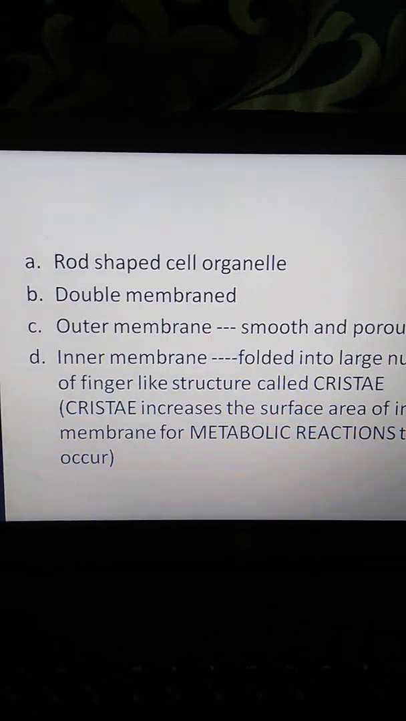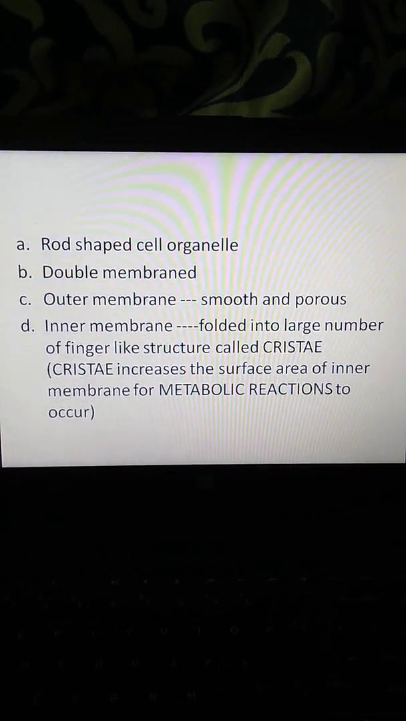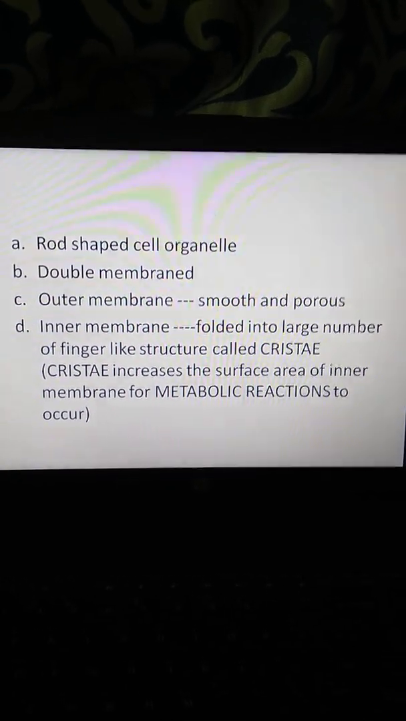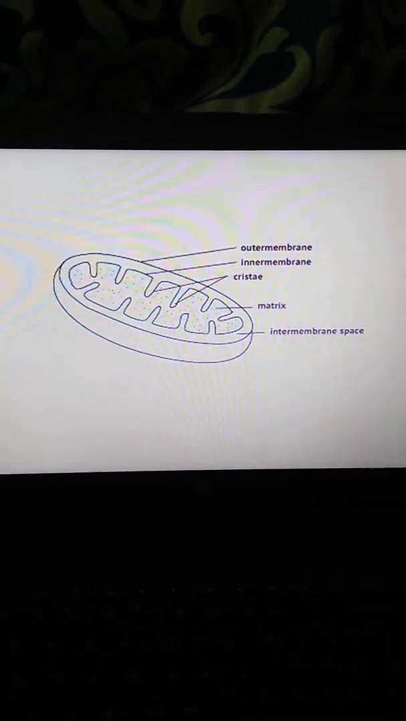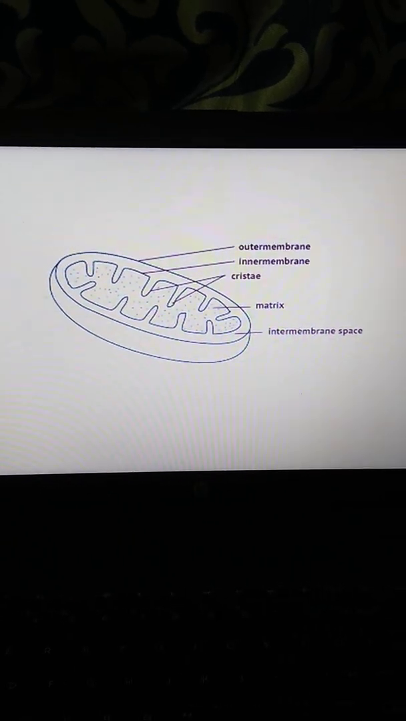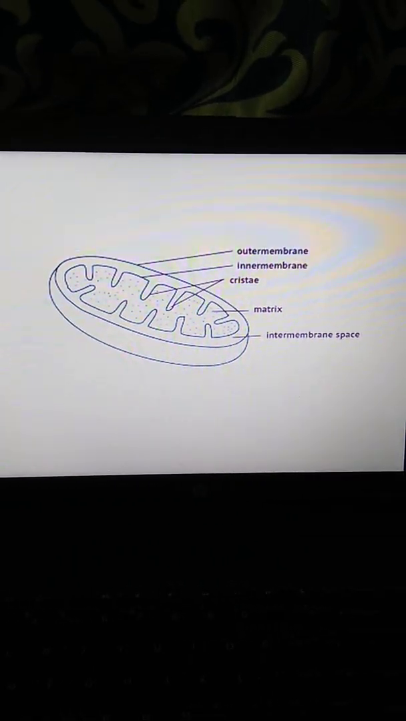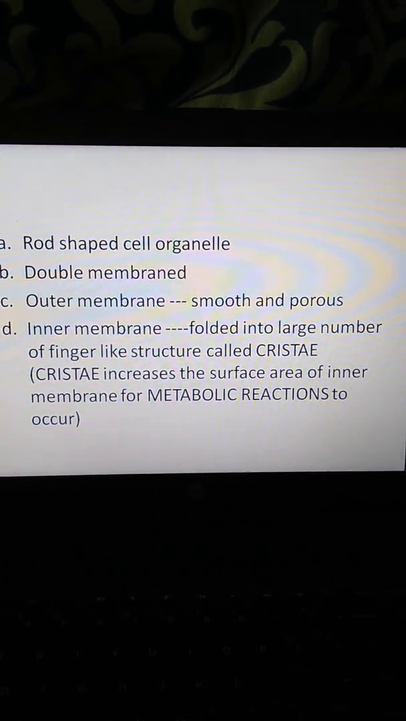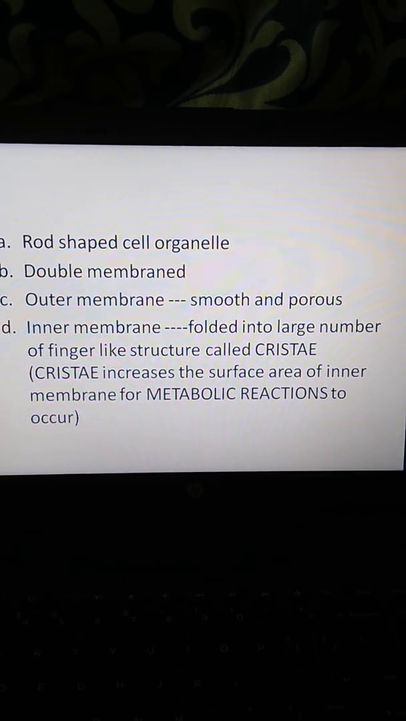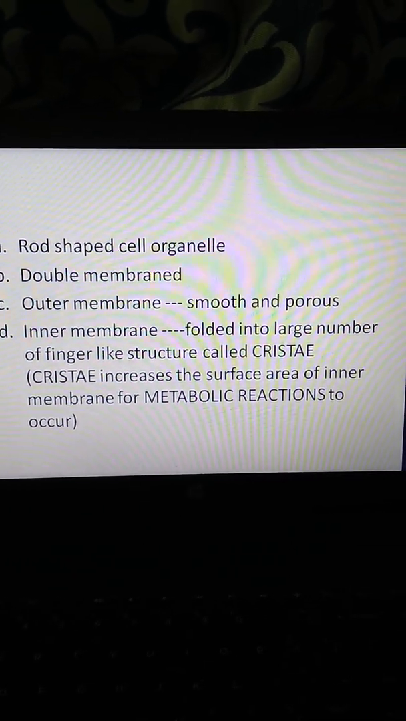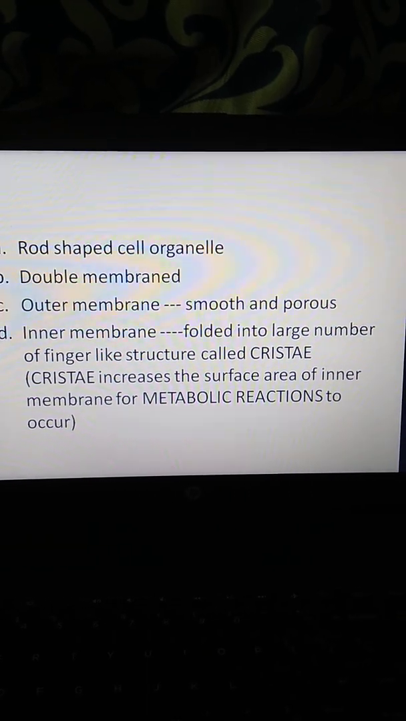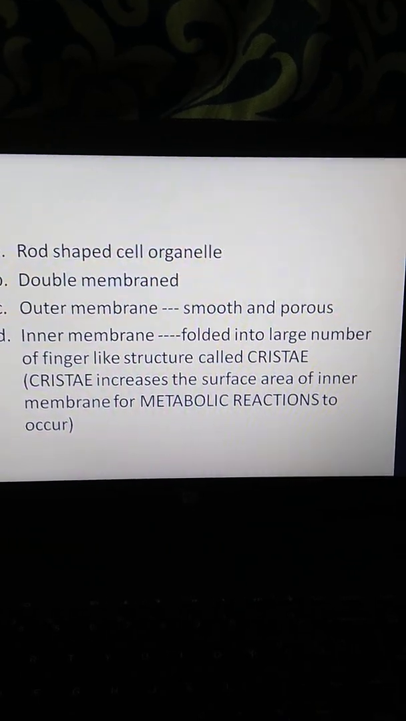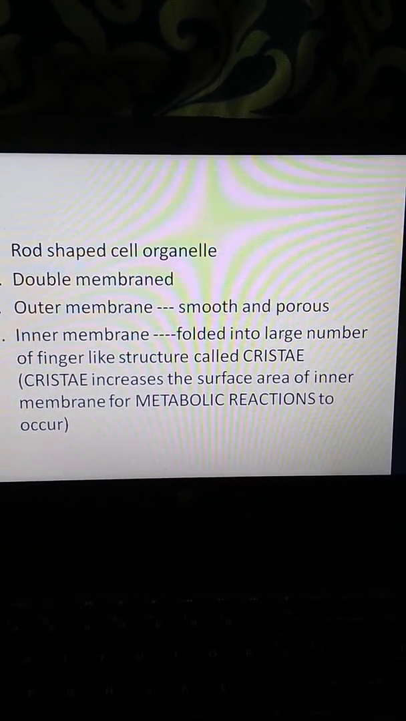Now what happens at cristae? Cristae increases the surface area of inner membrane for various metabolic reactions to occur. Now this folding is there to increase the surface area of the inner membrane because it has all the enzymes and all the components which are responsible to carry out various types of metabolic reactions. Which metabolic reactions we are talking about, you will get to know when we move to the other slides. फिलहाल आप इतना जानें कि क्रिस्टी का पर्पस क्या है? To increase the surface area of the inner membrane.